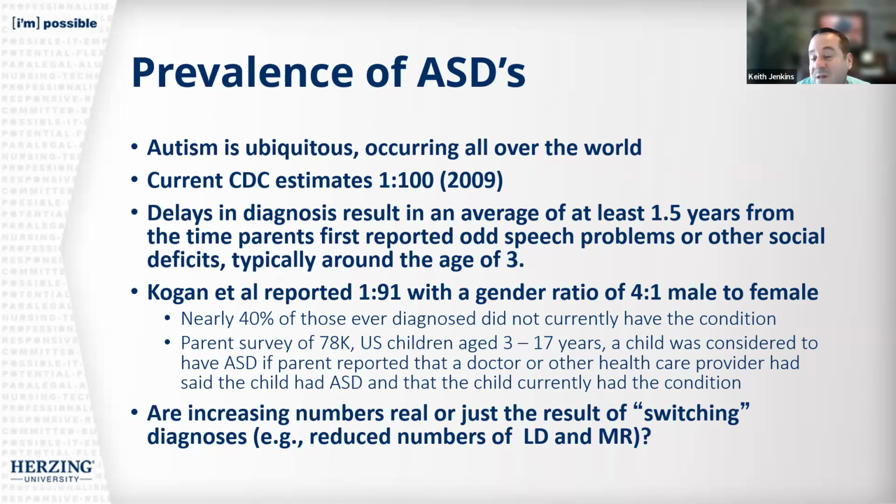Twin studies show 60 to 85% concordance. That's pretty close to the other data, which was 60 to 90%, versus 10% concordance with fraternal twins.